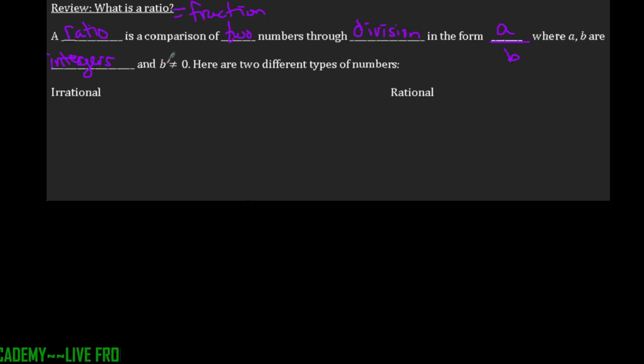And specifically, we can't have B be 0 because that's in the denominator. And it says here are two different types of numbers. And so we're going to talk about irrational numbers versus rational numbers. And what I want you to say first is, if you look at that prefix IR, the prefix IR means not. So anytime you see that IR, you can say, well, it means it's not rational.